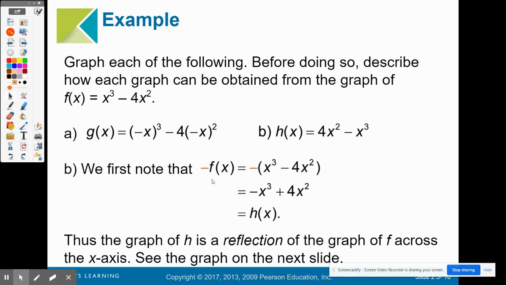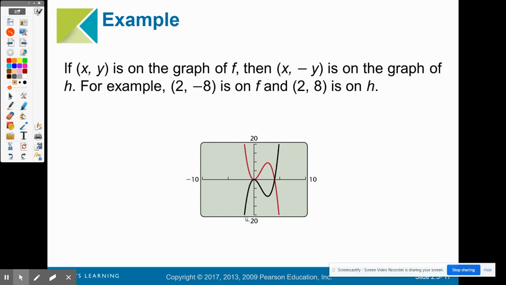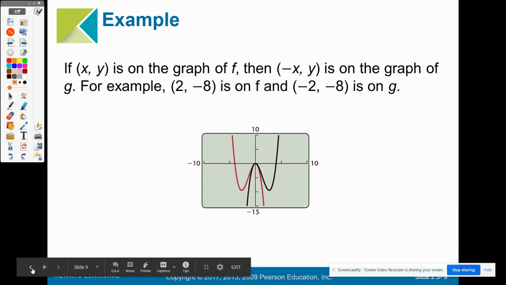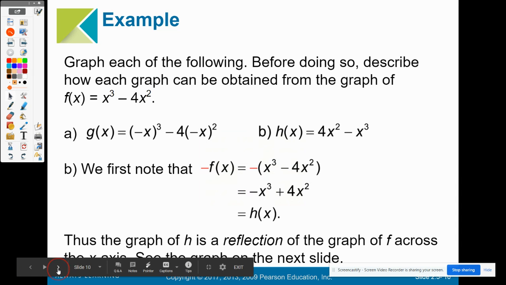Yes, here's the negative in front. So when the negative is in front, there is the black graph, and then it just flips over the x-axis. So if negative is in front, it flips upside down. If the negative was in the parentheses, it flips left to right.